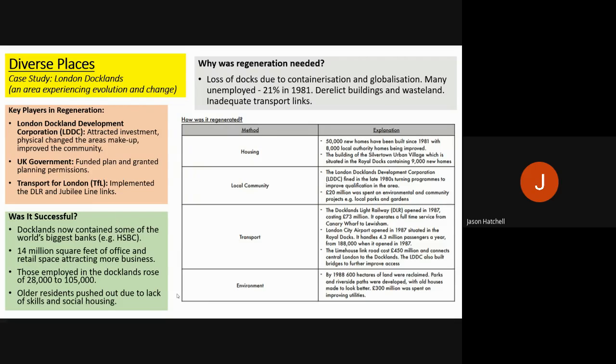However, one of the major failures of this regeneration scheme is that it did push out the older community from the early 1980s who lived there, who lacked the skills for these new high-tech jobs, who were former dockers or miners who lived in the area at the time and who could no longer afford to live there. So those older residents were slightly pushed out, and the provision for them wasn't as good as it was beforehand.